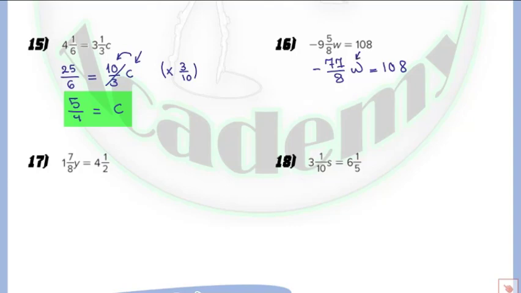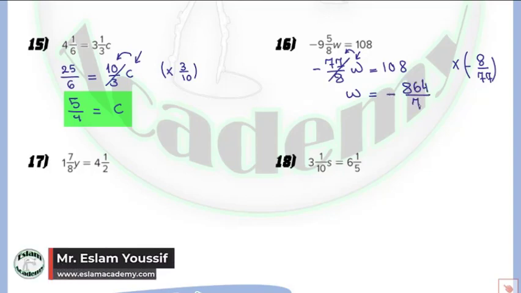The variable here is w and the coefficient is negative 77 over 8, so just multiply all of the equation by negative 8 over 77. Negative 77 over 8 multiplied by negative 8 over 77, the answer will be equals 1, so just write w. 108 multiplied by negative 8 over 77, you will find that the answer will be equals negative 864 over 77. And that will be the solution.